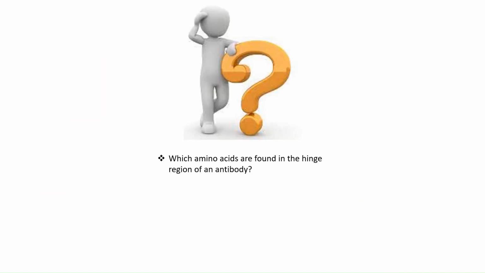So now one question from my end for you all. You have to tell me which amino acids are found in the hinge region of an antibody. What I said is that a disulfide bond is present, and the hinge region is also responsible for providing flexibility. So keeping these properties in mind, I guess now you can easily tell what kind of amino acids can be found in the hinge region.